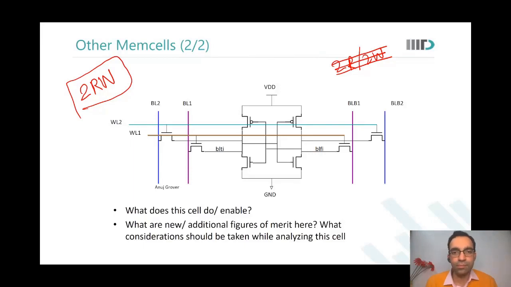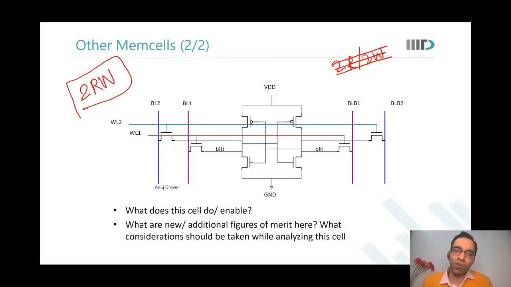How will you measure the stability over here? What will be the worst case for stability? Word line 2 and word line 1 on at the same time. Yes, both the ports on at the same time. That is the worst case for stability. Is that also the worst case for read current? So yeah, more current will flow.